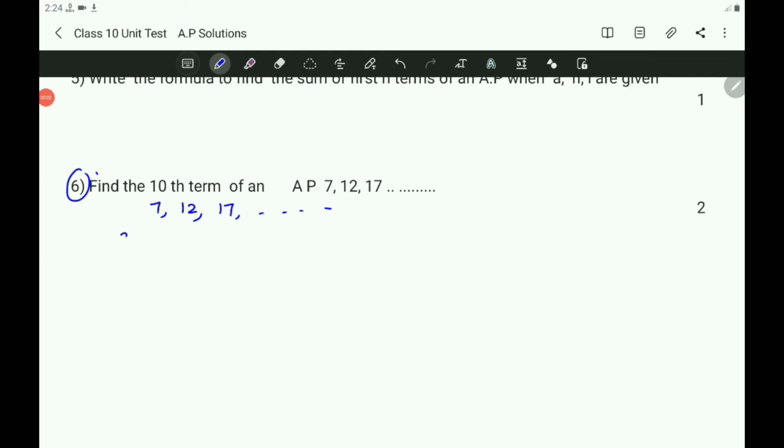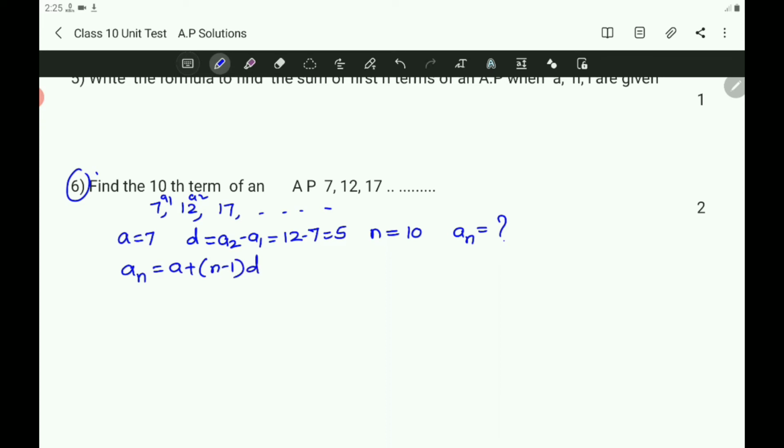So you write the first term A, which is 7. Next you find D. D is the common difference, that is A2 minus A1. A2 is 12, A1 is 7. So you write A2 minus A1 equals 12 minus 7, and 12 minus 7 is 5. Then N equals, here we have to find the 10th term, so you write N equals 10. Then we have to find An equals question mark. Then you write the formula for An. What is the formula? An equals A plus N minus 1 into D.